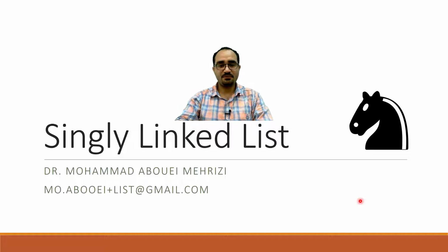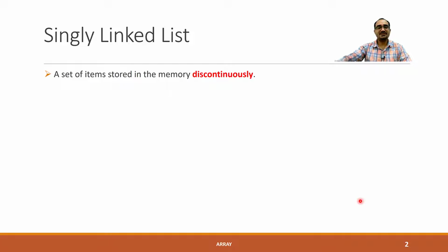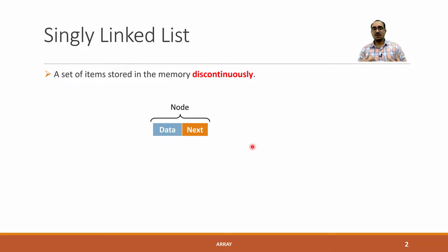Stay tuned. In a single linked list, we can store a set of items in the memory discontinuously. In order to do that, we use a structure called node, and a node contains two parts. One part which keeps the data and another part which is a pointer to the next element of the list. And of course, there is a pointer to point to the first item of the list.